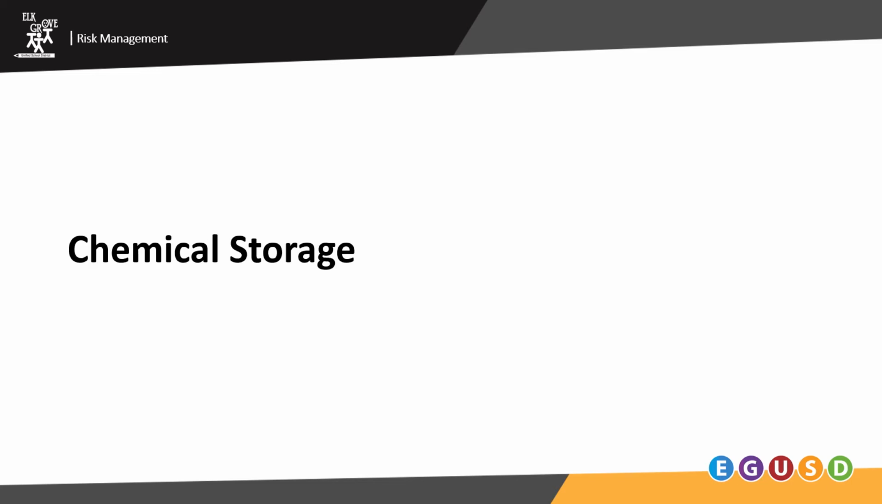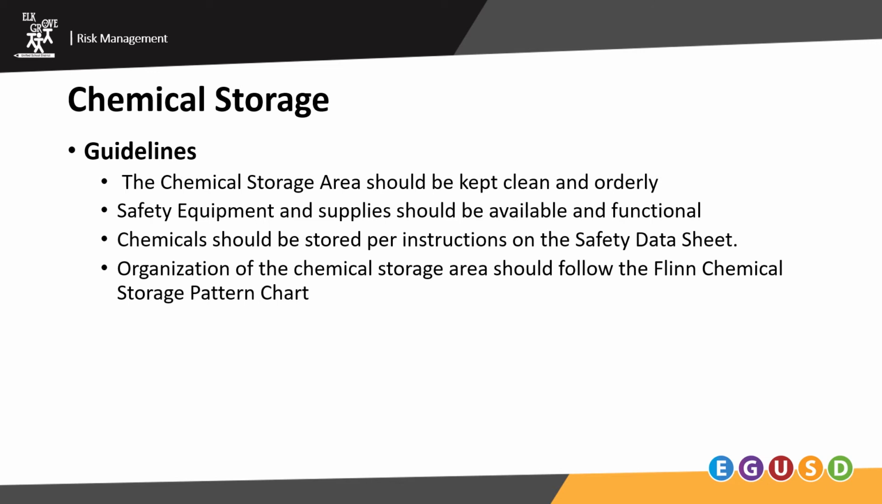Chemical storage guidelines. The chemical storage area should be kept clean and orderly. Safety equipment and supplies should be available and functional. Chemicals should be stored per instructions on the safety data sheet. Organization of the chemical storage area should follow the Flynn Chemical Storage Pattern Chart.